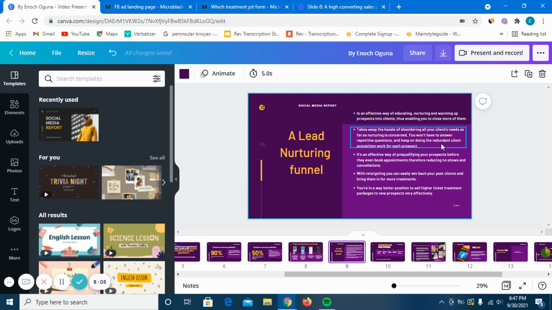So this significantly also reduces ghosting. You might have those people that book appointments, and from that point you just never see them again. You can't even get a hold of them.